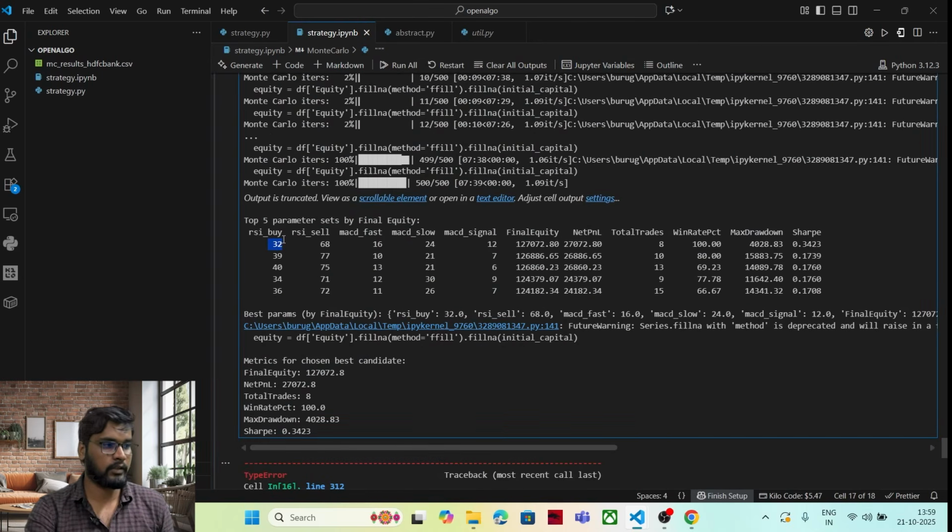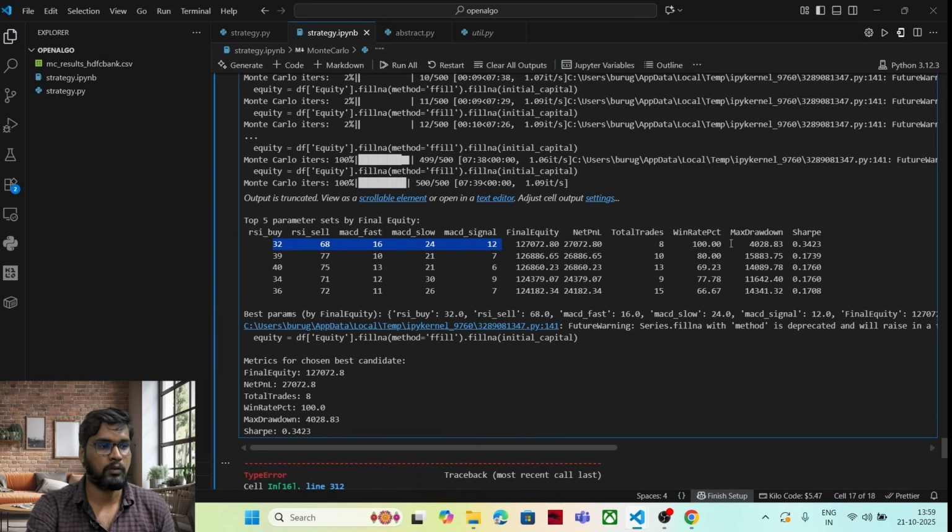What it is saying is, if you buy when RSI is at 32, and sell when RSI hits 68, and use MACD fast as 16, slow as 24, and MACD signal at 12, you get a total of 8 trades. Your win percentage is 100%. It's a sure shot. If you had used these parameters, you would have gained money all the times.